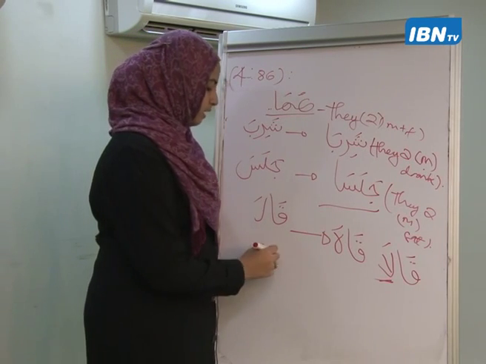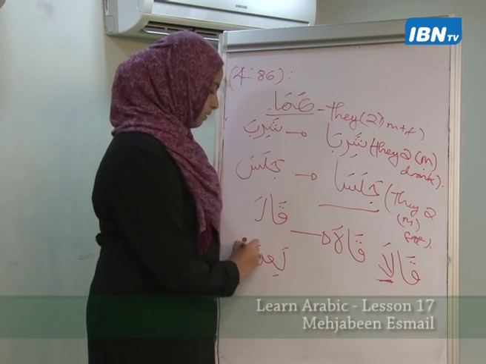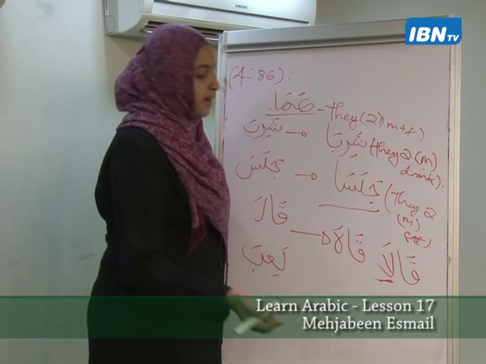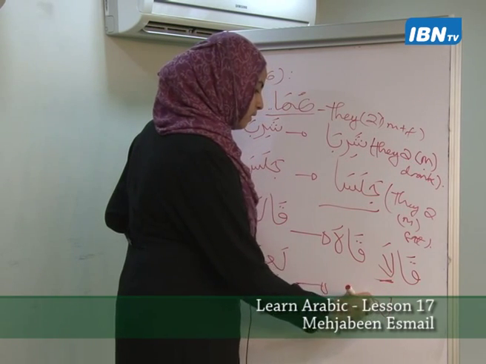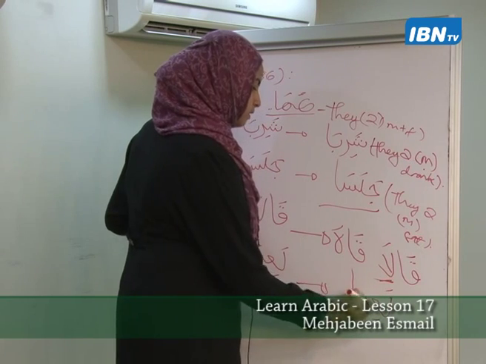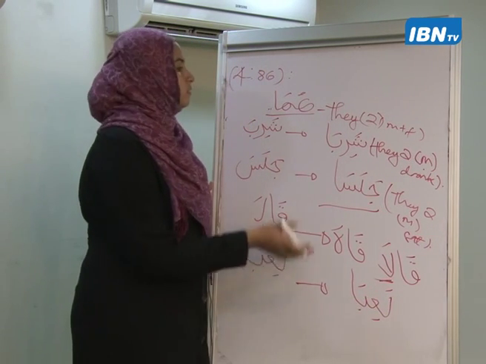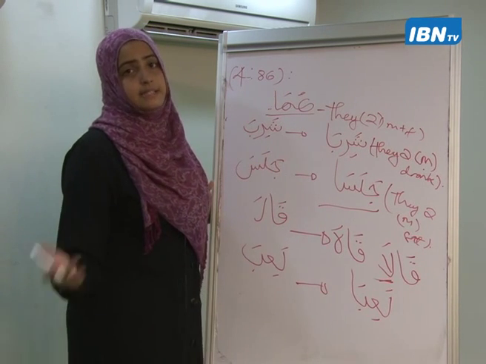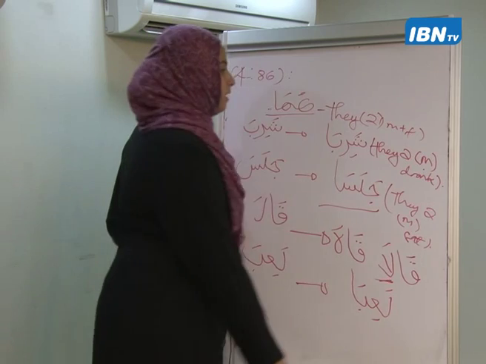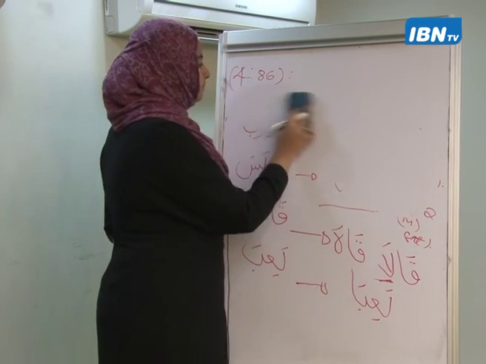What if I have la'iba? La'iba, he played. They two male played becomes la'iba with an alif. So this is how you will convert the root verb into huma, past tense, and I'm only referring to the male. Right, now we'll move on to feminine.